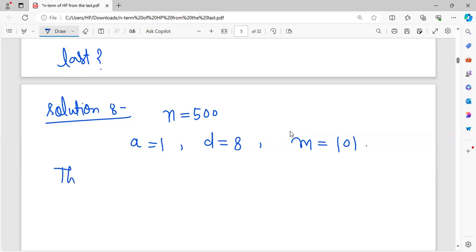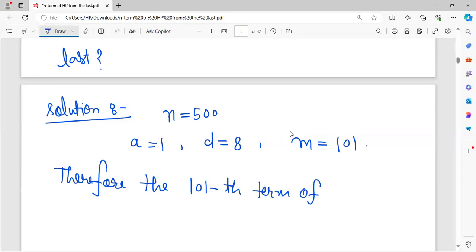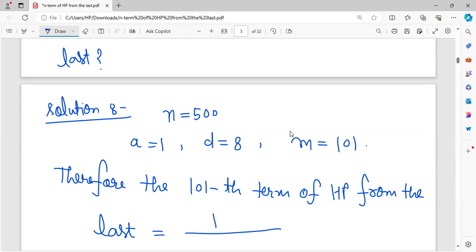Therefore, because N is given, A is given, D is given. Okay. Therefore, the 101st term of HP from the last is equal to 1 upon A plus N minus M into D.